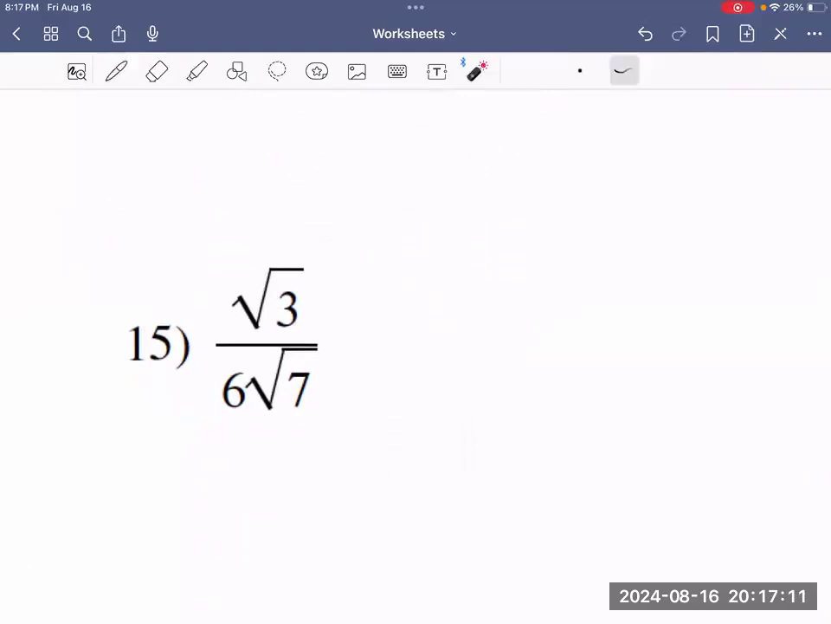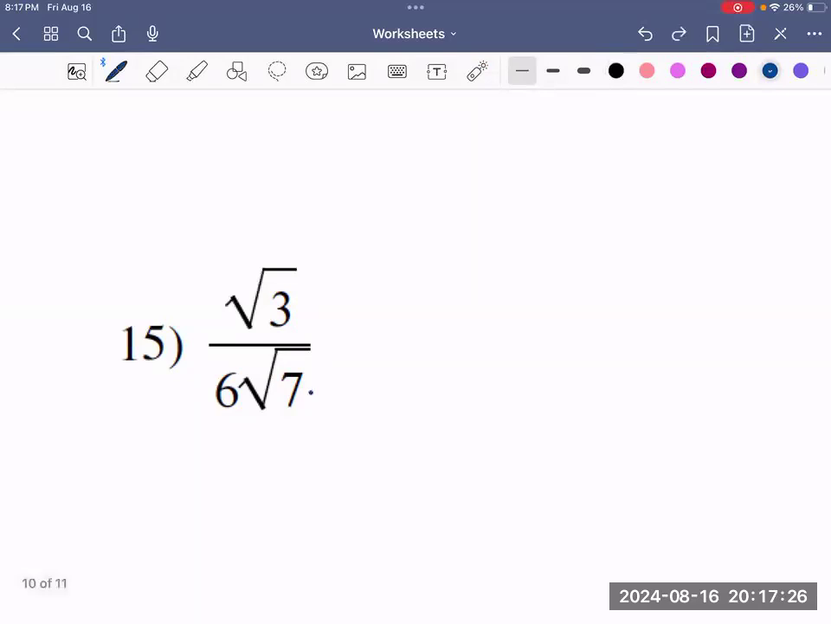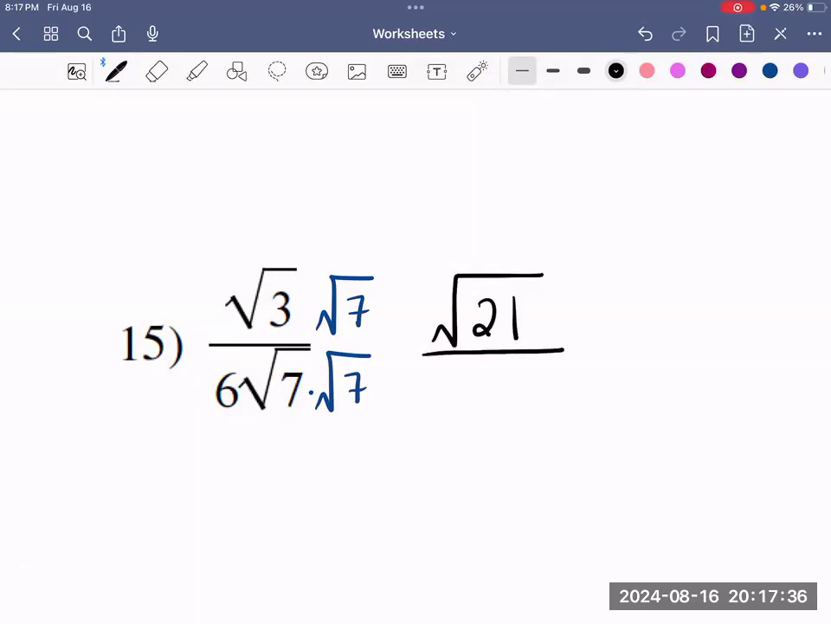Trying again with 15, we have the square root of 3 over 6 square root of 7. So 3 and 7, even if we try to divide them, they're not going to work really well. So instead, we can once more rationalize. Multiply by the square root of 7. We get the square root of 21 up top, and then we get 6 times 7 below. So 6 times 7 is 42. So the square root of 21 over 42.